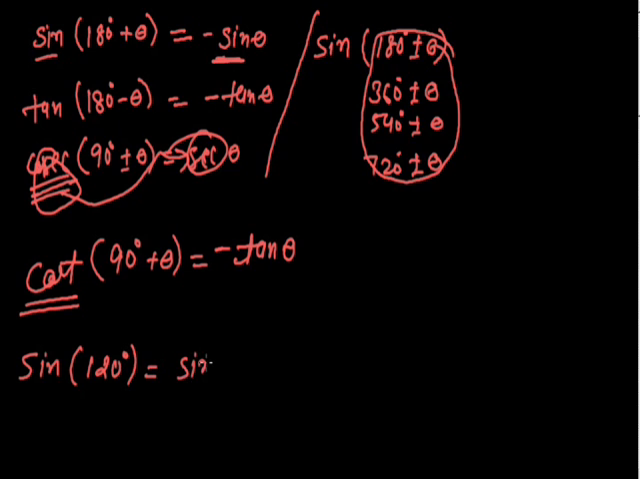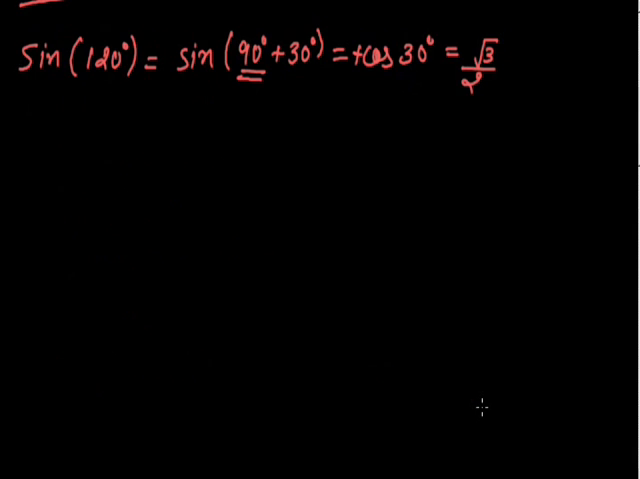Now for example, if we have to find the value of sine 120 degree, then we can write it as sine 90 plus 30 degree. Now as there is an odd multiple of 90, this will change to its complementary ratio, that means cos 30. Now sine 90 plus 30 will be in second quadrant, and in second quadrant sine is positive, so here it will be plus cos 30 degree, that is root 3 by 2.